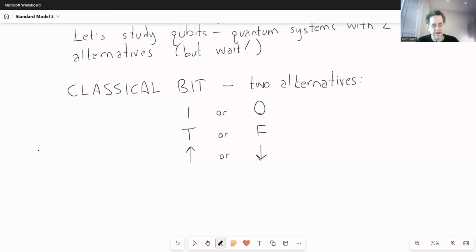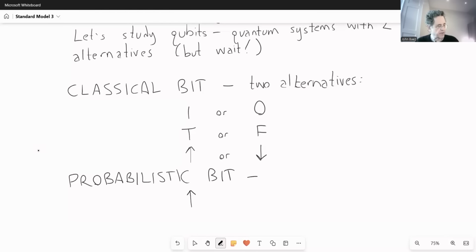Okay, next, I'm not going to do the quantum bit yet. I'm going to talk about something sort of halfway towards the quantum bit, and that's called a probabilistic bit. This is where probability theory enters our description of the universe. So here the idea is that there are two alternatives, but each one can happen with some probability.